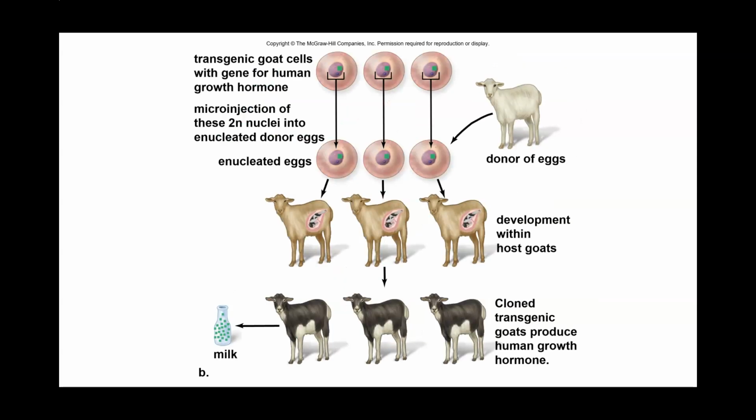And so this is just showing multiple copies of the same eggs going into hosts, producing multiple cloned transgenic goats that can all produce the growth hormone in the milk.